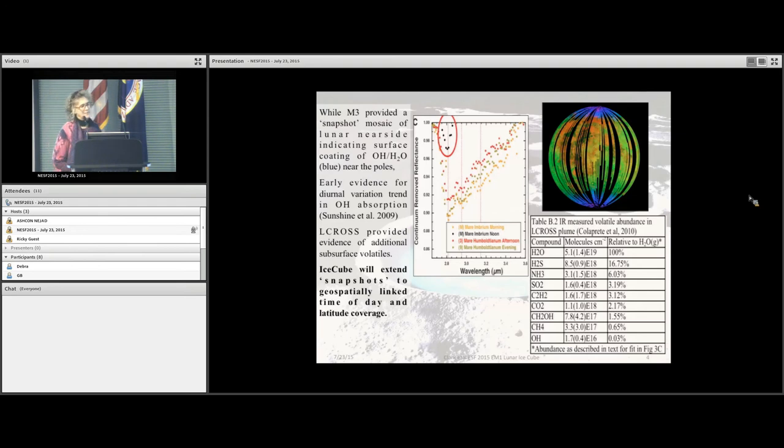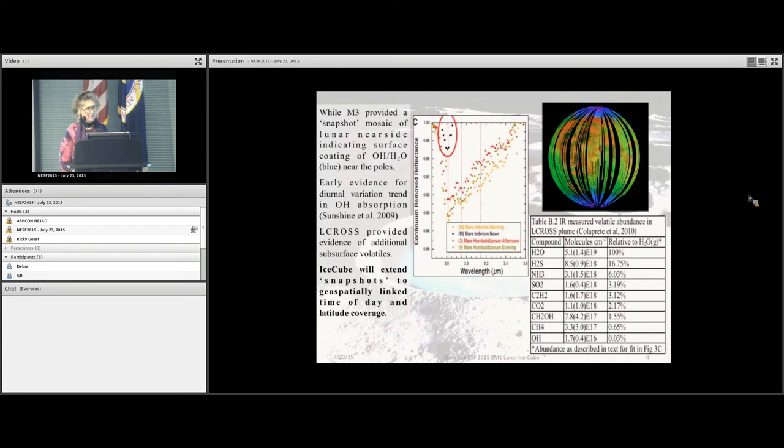So we have a picture over on the right-hand side of the snapshot that M3 provided to look at the presence of hydroxyl, especially as you approach the poles, implying, of course, that there is a temperature and time of day aspect to the distribution of volatiles on the surface and in the lunar exosphere. Also, evidence published by Sunshine et al. from the Cassini VIMS experiment, I believe, saw a distinctive difference depending on time of day when the moon was observed, associated with a feature where there's a water feature, an ice feature, at noon.